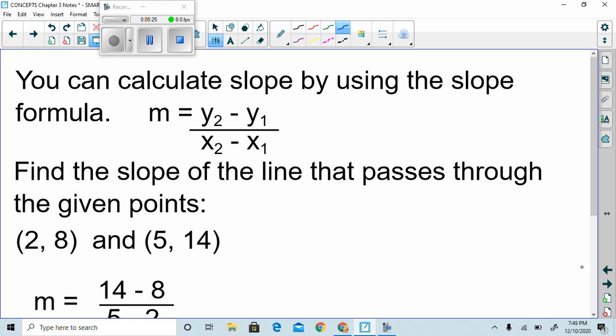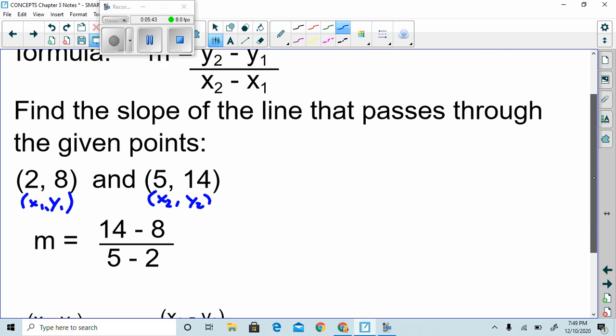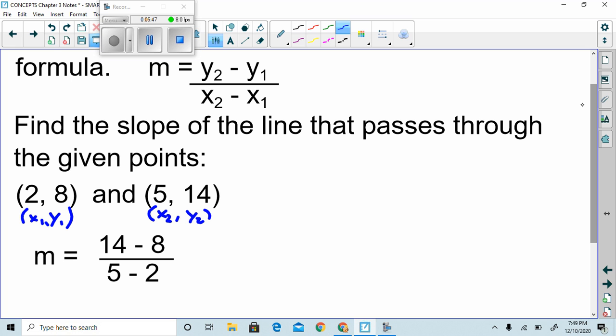But more importantly, we need to be able to use this slope formula. We're going to be given 2 points on the line, and we're going to set this up. This first point is my x1, y1. The second one is my x2, y2. It just represents the 2 points, the first point and the second point. Substitute in what we know using the formula right here.